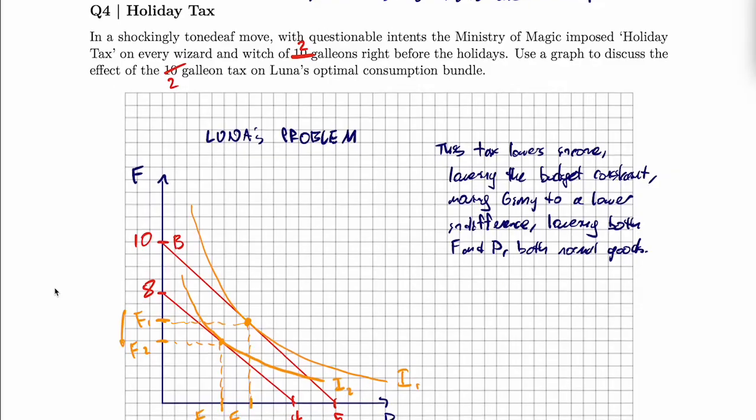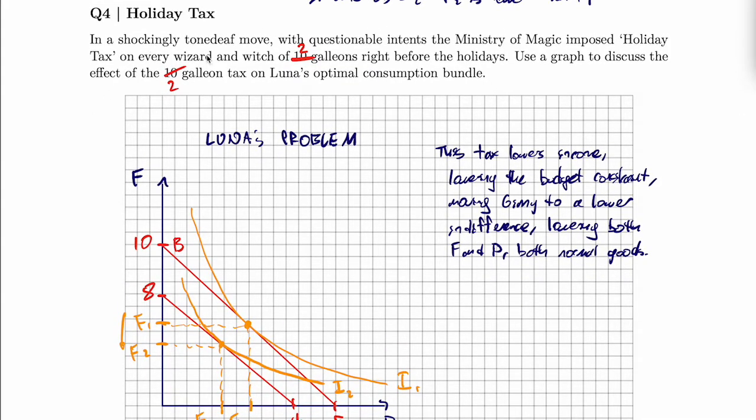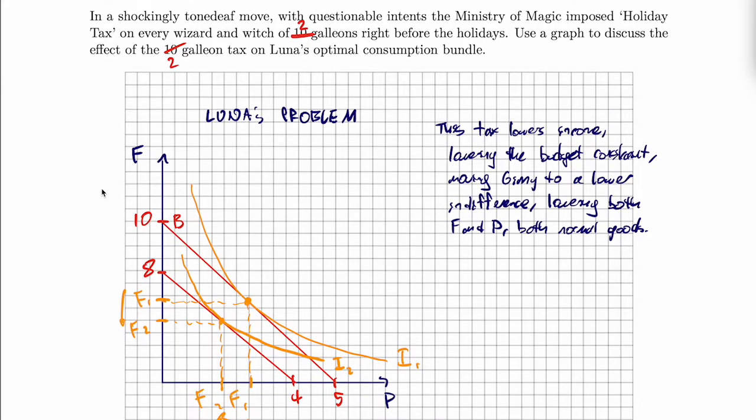Question 4 is about income. So we're given a holiday tax, which is really a terrible move. If you ever become a policymaker, don't do this. This is like a Scrooge type move. So in a shockingly tone-deaf move with questionable intents, the Ministry of Magic imposed a holiday tax. Maybe they're trying to reframe it as something positive by putting holiday in the name. Essentially, we're going to take 2 galleons away from everyone right before the holidays. So we're asked to use a graph to discuss the effect of this 2 galleon tax on Luna.